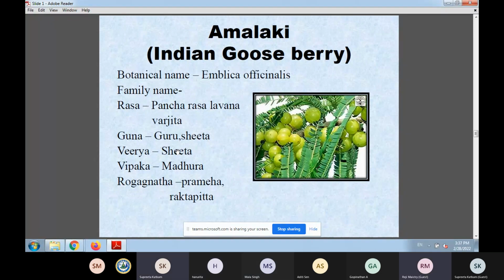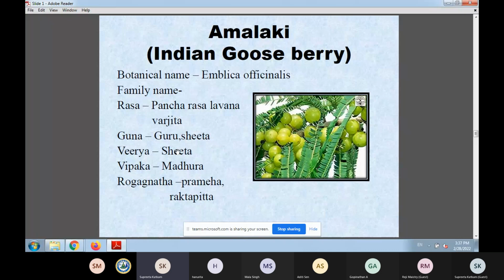Chyawanprash. Very good. Amla is one of the major ingredients of Chyawanprash; among the more than 100 drugs in Chyawanprash, this is the major quantity. Chyawanprash has Indian gooseberry. Among the six rasas, except Lavana rasa, except salt taste, it has all the five tastes.